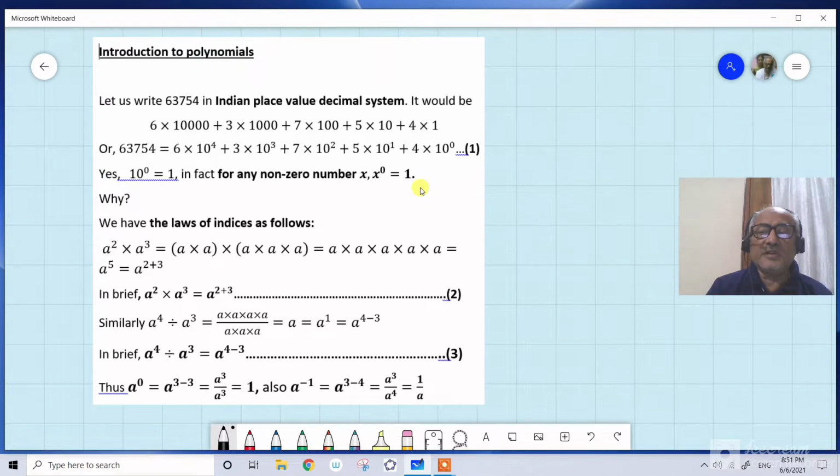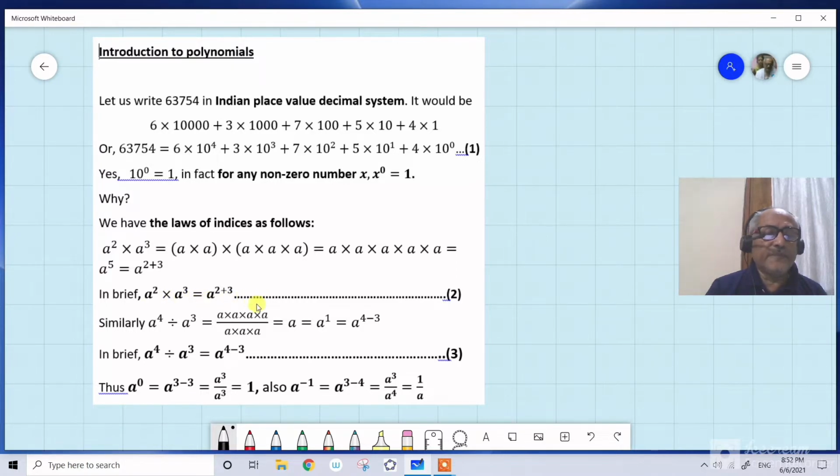Let us revisit the laws of indices. You know, a square into a cube: a square is a into a, a cube is a into a into a. So in all, we have a into a into a into a into a, that is 5 a's, that is a to the power 5. And you can write it as a to the power 2 plus 3. That means when you multiply with the common base a, the indices just add up.